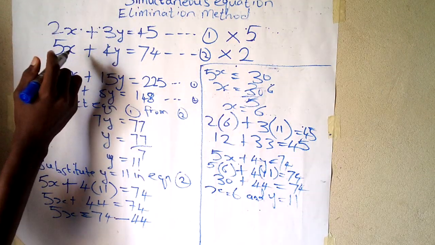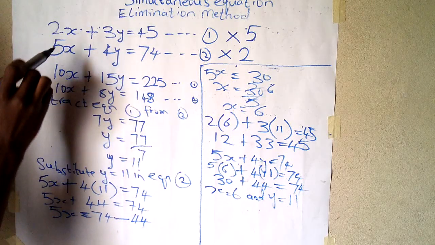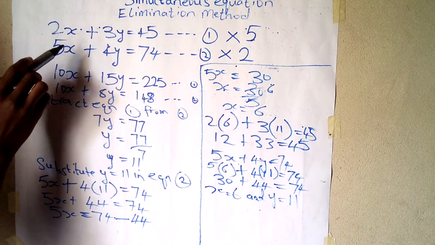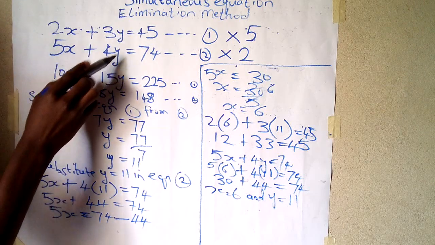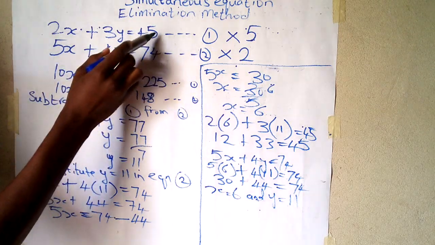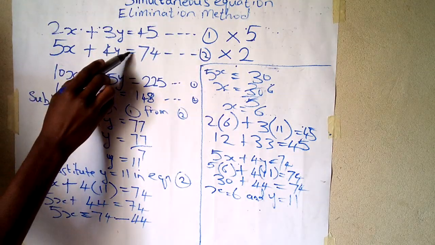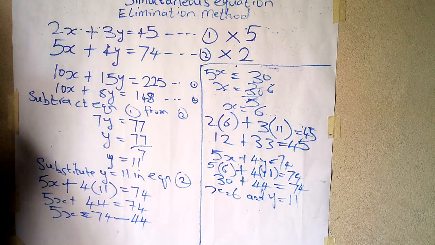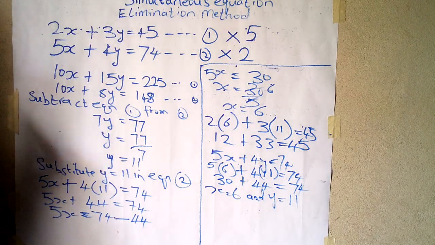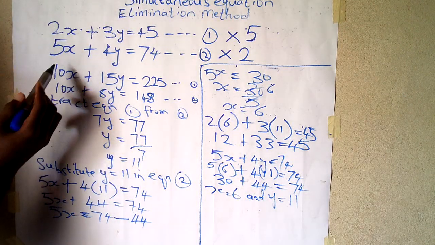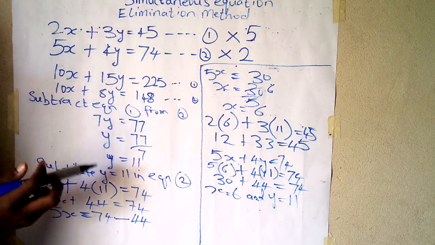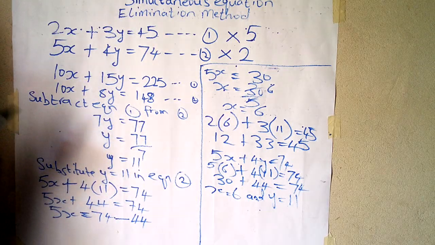Let us play with this example. 2x plus 3y is equal to 45 and 5x plus 4y is equal to 74. This is equation 1 and this is equation 2. Now, the elimination method means that you have to make the coefficients of any variable the same in order to be able to eliminate them instantly.